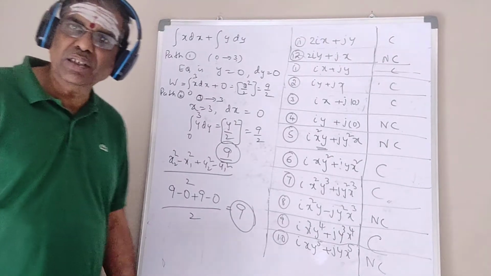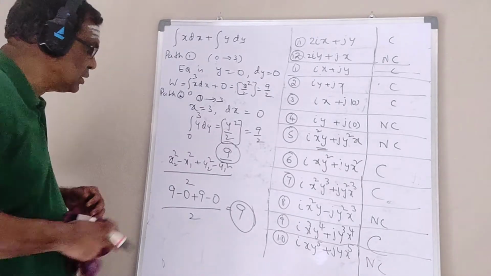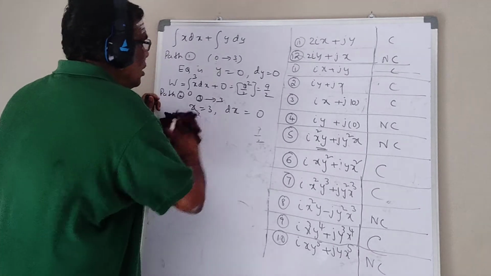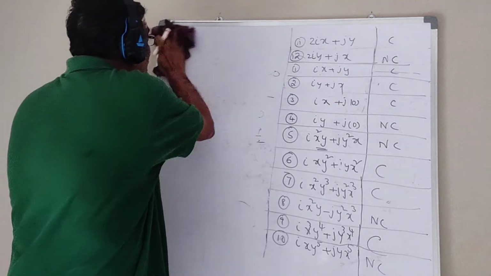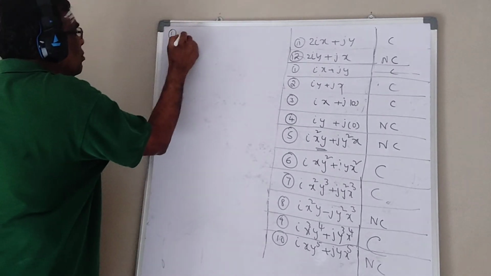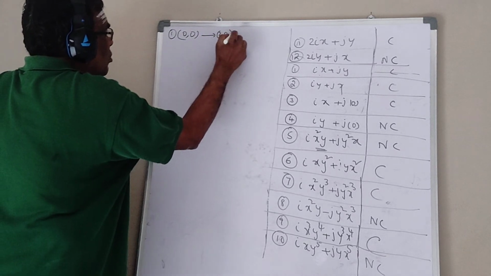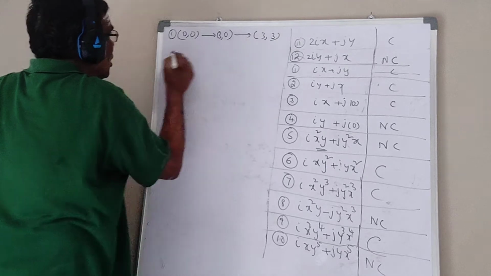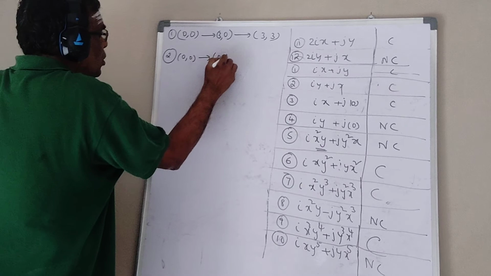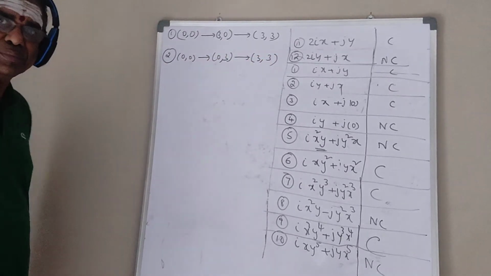Without knowing the path, you got that answer. By specifying a path, you got the same answer. Not over yet. I have shown you here without path, what answer you got. With path, I have given the first path, I will write it here: 0,0 to 0,3, then 0,3 to 3,3. Now the second path, I will go 0 to 3 and this is 3,3.